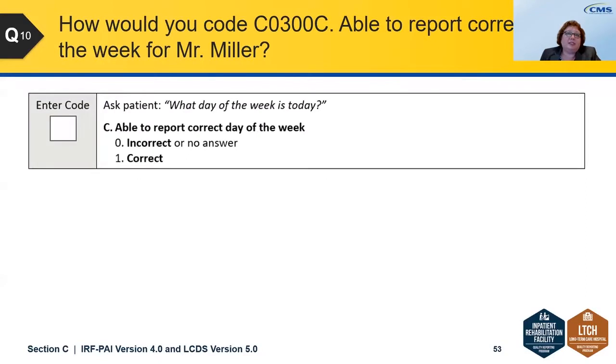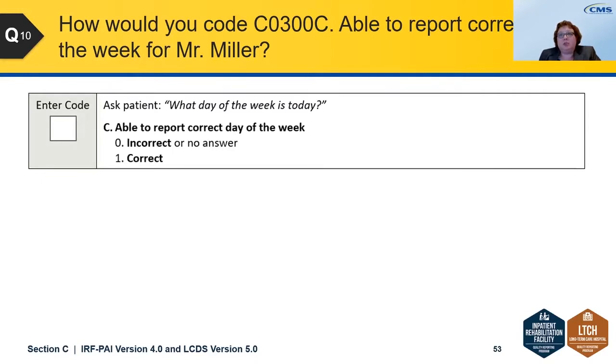Okay, so now let's consider C0300C. How would you code C0300C, able to report the correct day of the week for Mr. Miller? Is it code 0, incorrect or no answer, or is it 1, correct? I'll give you guys a few more seconds to consider that. It's pretty easy response one way or another. Okie doke. Let's take a look at that polling.